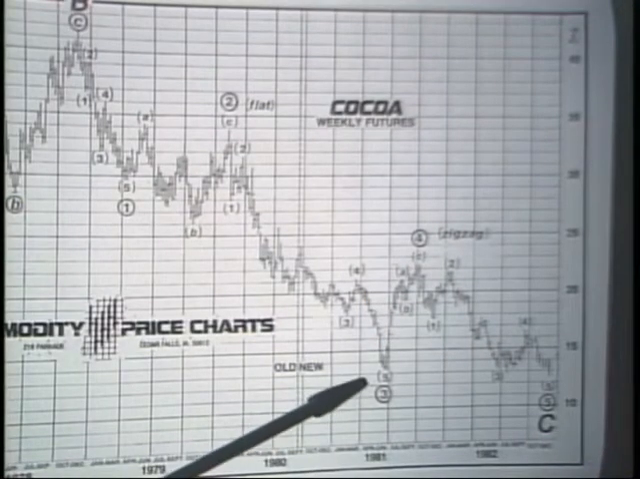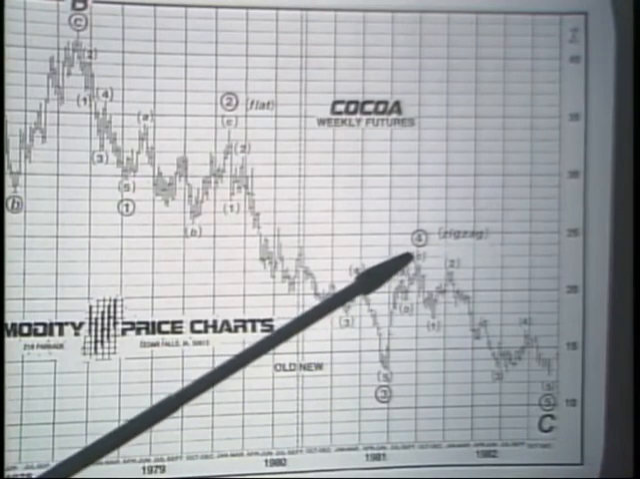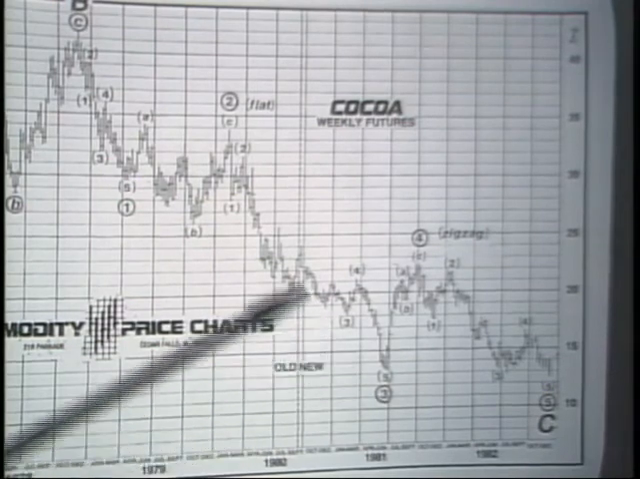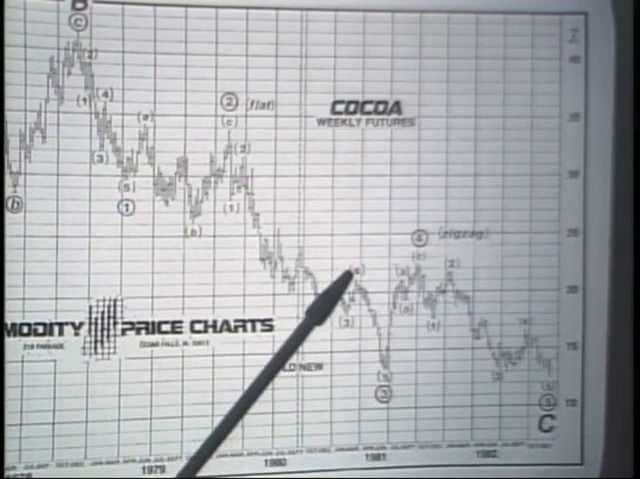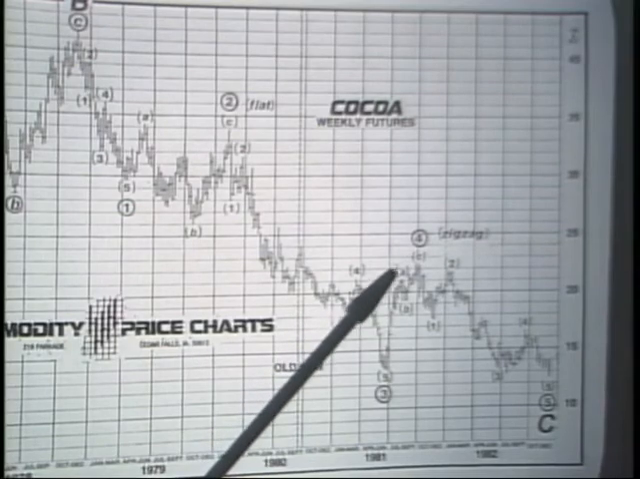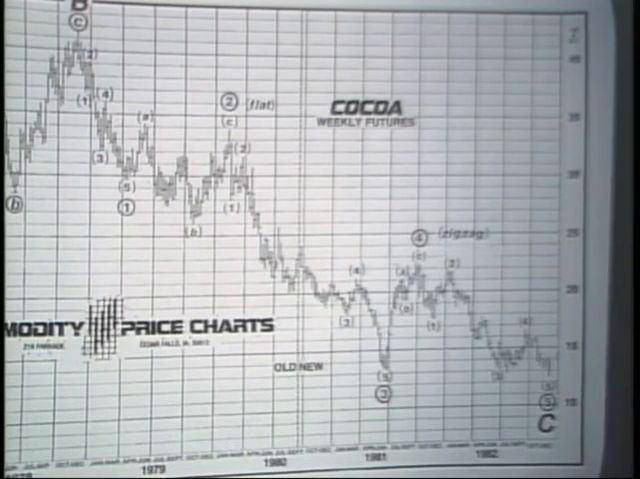Here comes a terrifically sharp rally at the end of the 3rd wave, and you already know several things about how that rally is likely to unfold. Number 1, it should peak near the area of the previous 4th wave. In this case, it actually exceeded it by a slight amount.